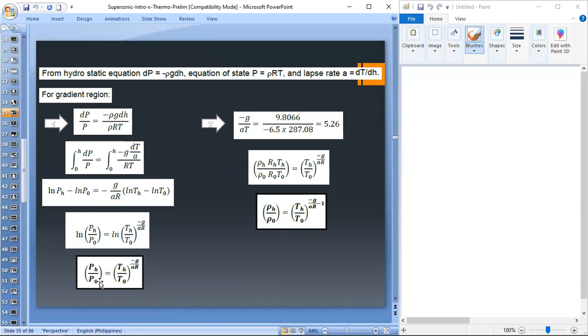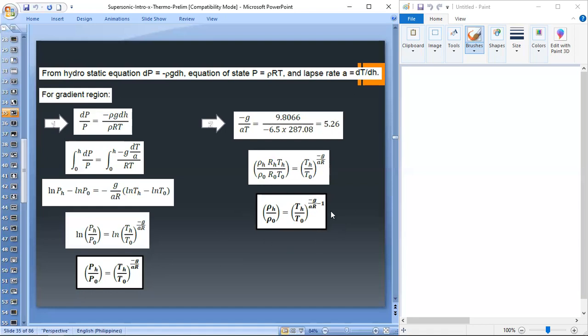We have pressure at certain height over pressure at your sea level, equals temperature at height over temperature at your sea level, raised to negative g over lambda R. So, lambda din yan, temperature coming in lambda, no, yung lapse rate mo. So, same with your density.